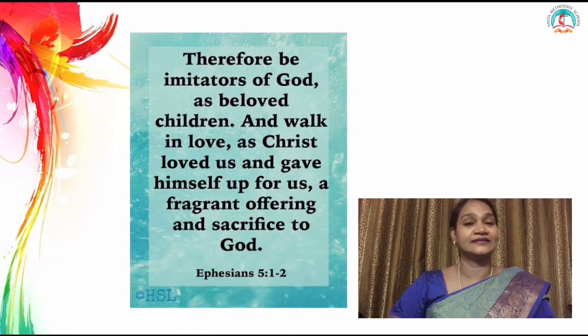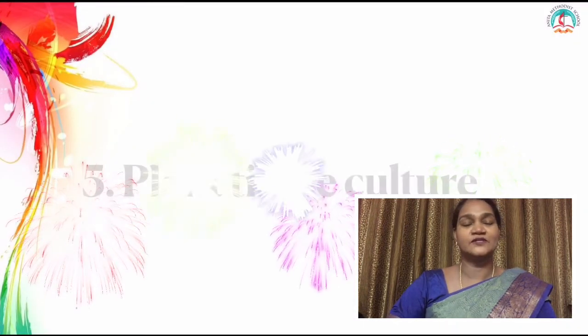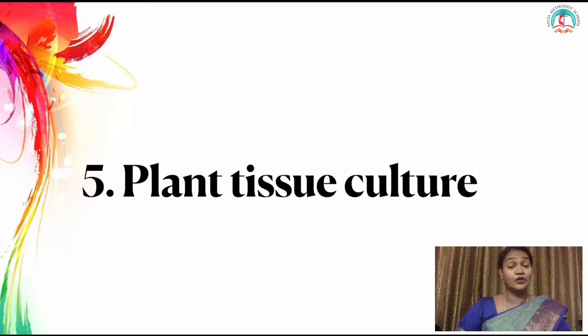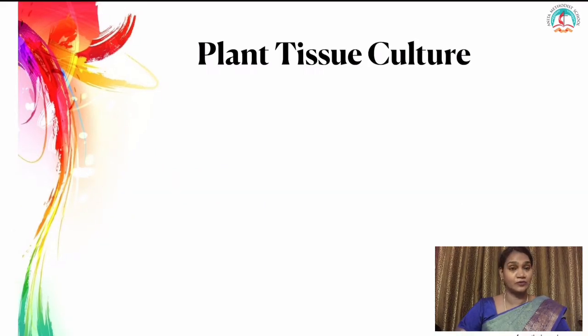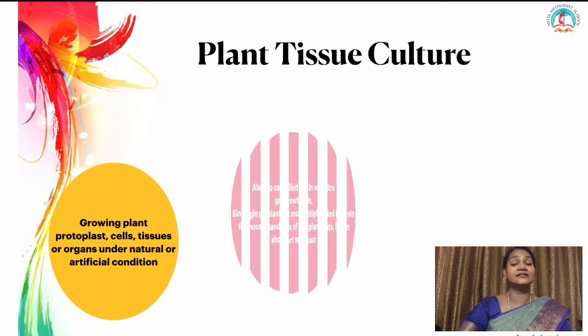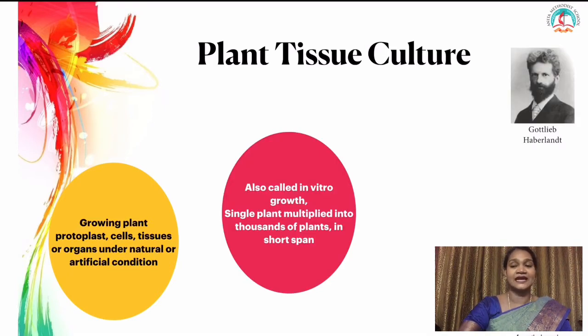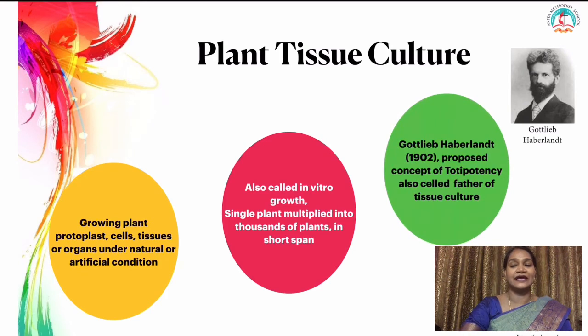Today we're going to start with Biobotany, lesson number 5, plant tissue culture. So what is plant tissue culture? The growing of a plant part, which is nothing but the protoplast, the cells, the tissue, the organ, under natural or artificial conditions. It is also called in vitro growth, that is growth outside the body in the laboratory. A single plant is multiplied into thousands of plants in a short span. The scientist Gottlieb Haberlandt in the year 1902 proposed the concept of totipotency and is also called the father of tissue culture.